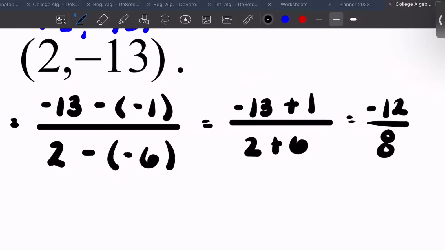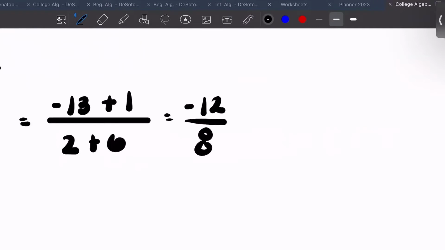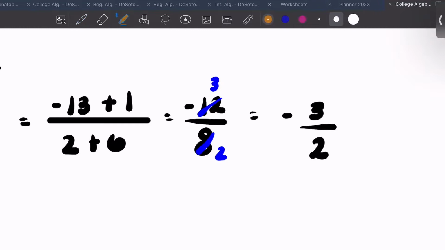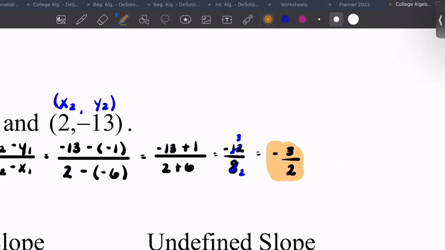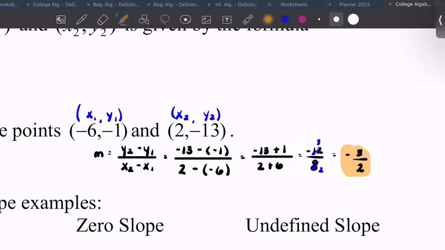And we're going to want to simplify this into simplest terms. So 4 goes into both, so we have a 3 and a 2. So we get negative 3 halves as our answer. So the slope of the line that passes through these two points is negative 3 halves. That is all that I am saying.